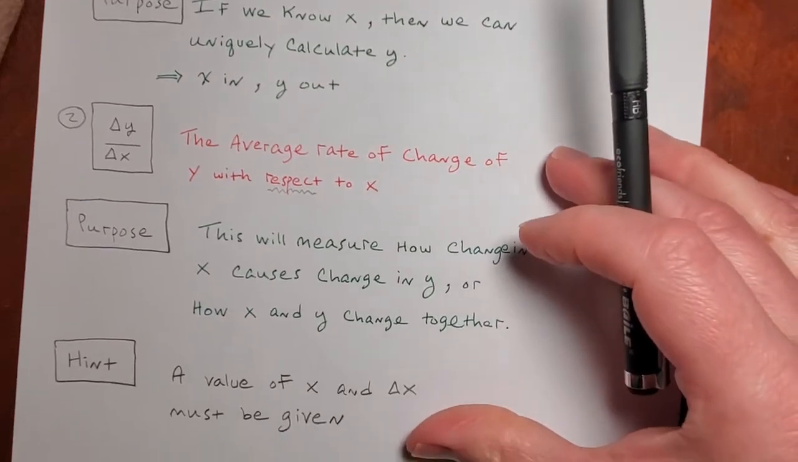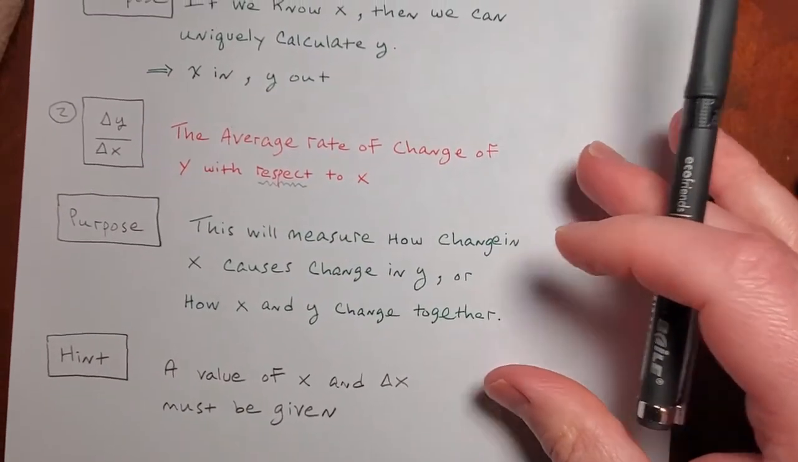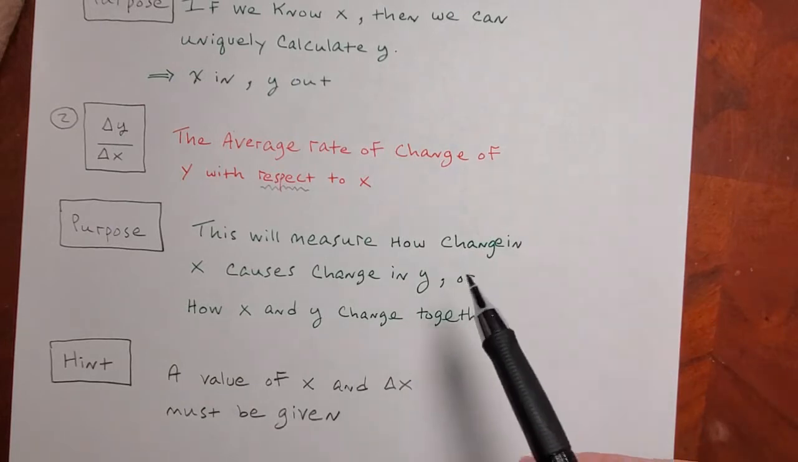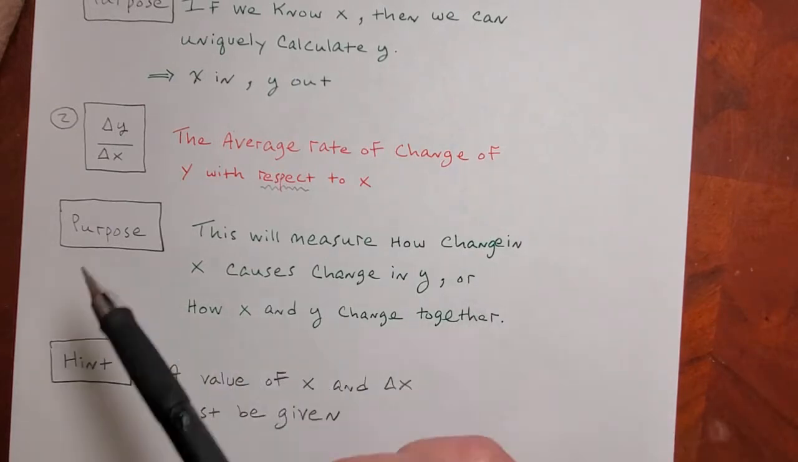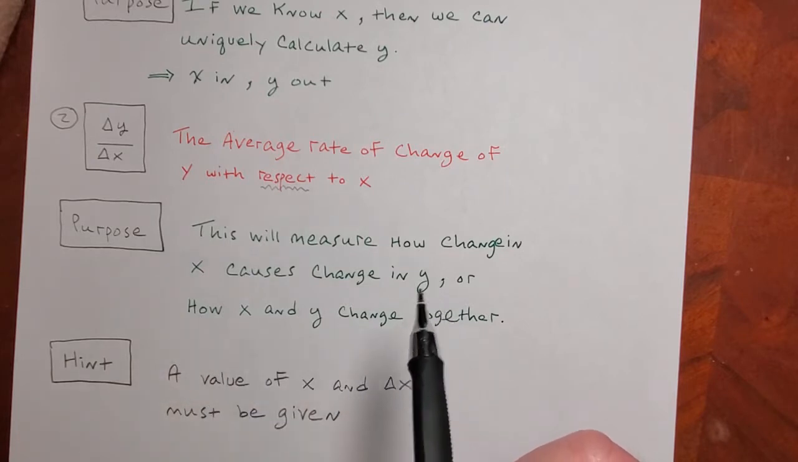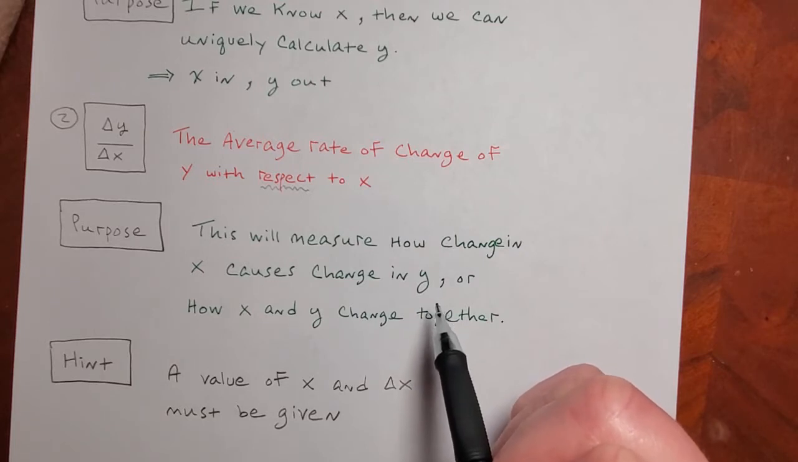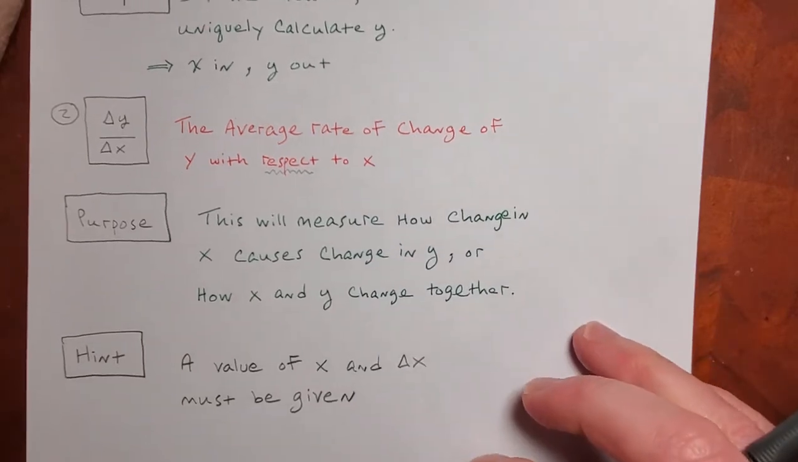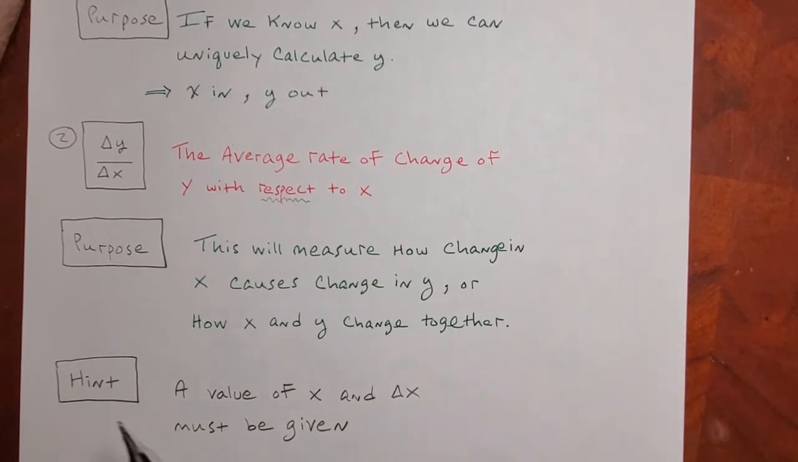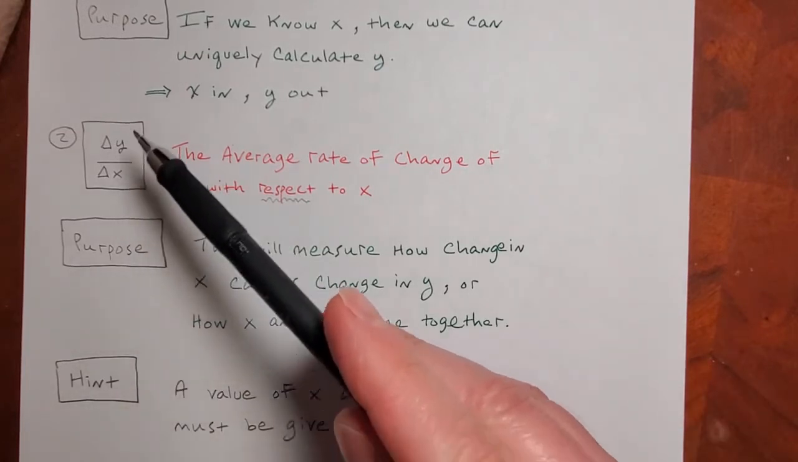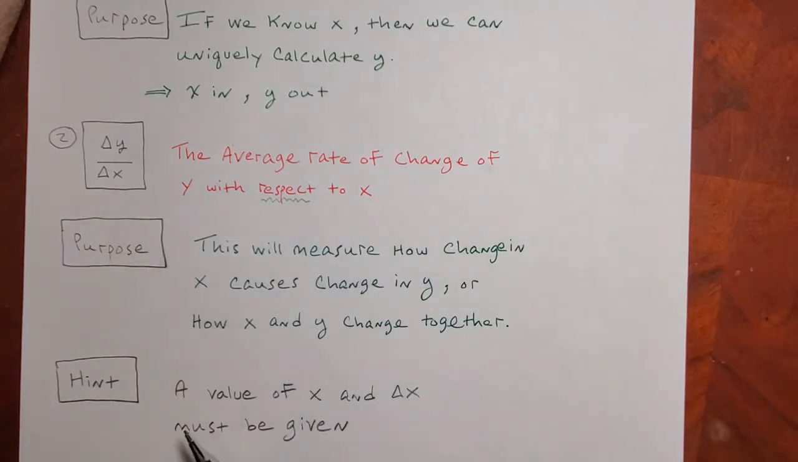All right. What's the purpose of it? It will measure how change in x causes change in y, right? Or how x and y change together. So when we find the average rate of change, we're not just trying to figure out how much y changes or how much x changes, but how they change together, all right? Quick hint, when it comes down to needing to calculate this, you can't work that out and tell me what it is unless a given value of x is provided and also delta x. Okay, you have to know x and delta x to figure out what the average rate of change is.